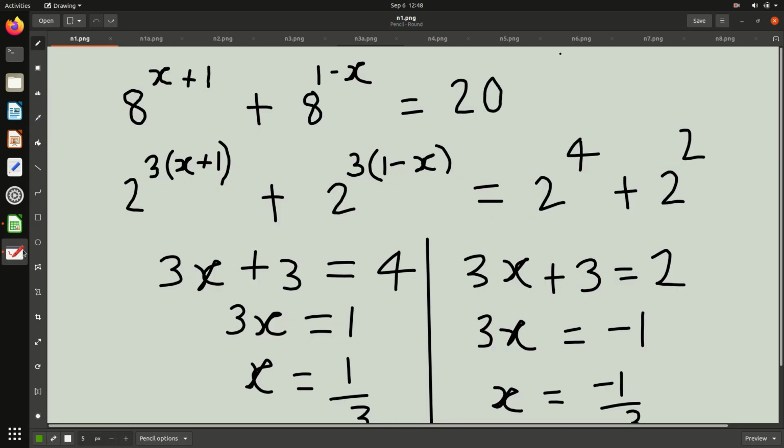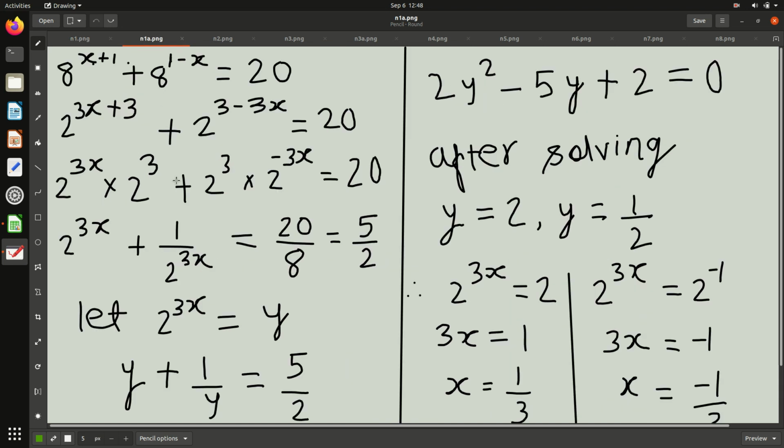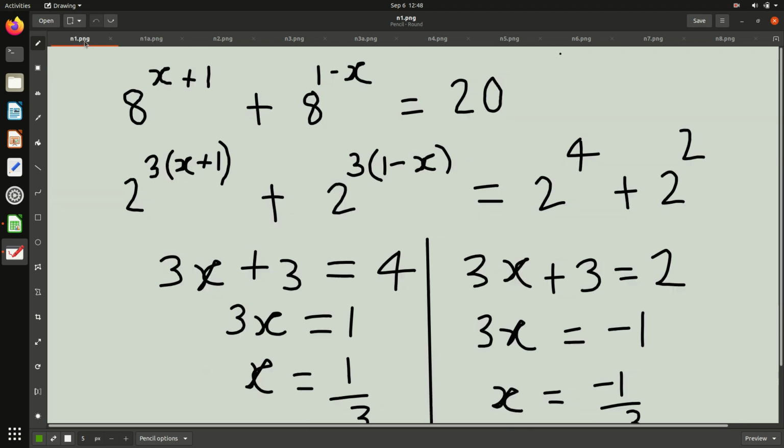We will discuss two methods. The first method is a bit of a shortcut and the next method is a bit lengthy. We will discuss both methods. In the first method, we have to solve this equation and find the value of x. Whenever you get these types of questions, we have to create the same thing on the right hand side which is in the left hand side.